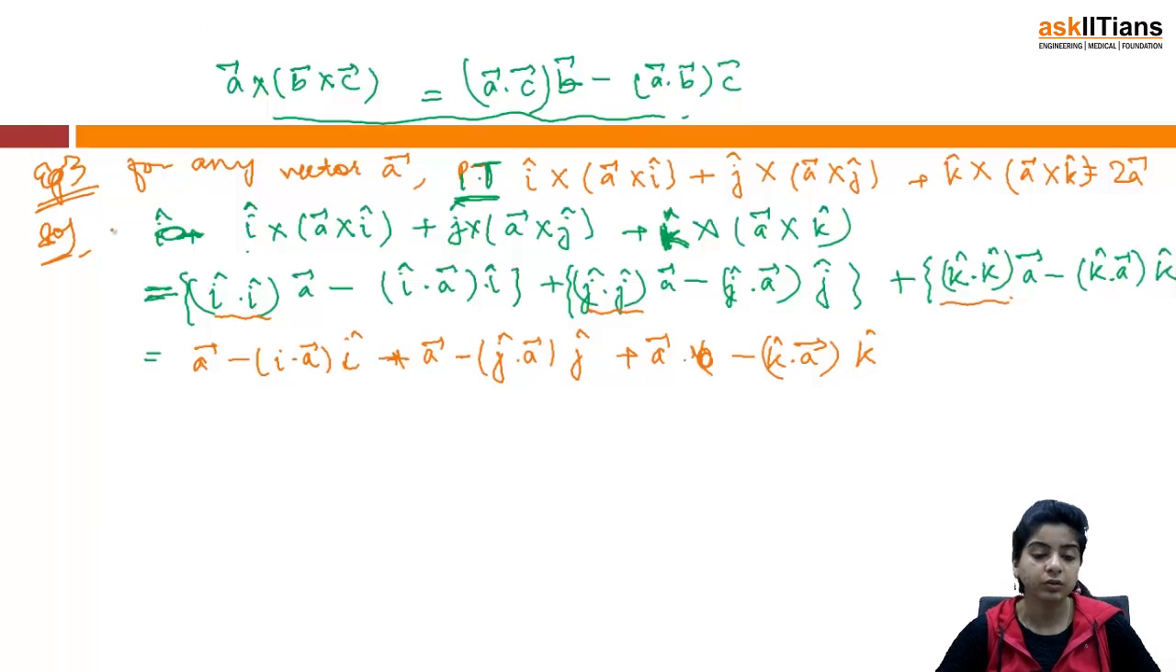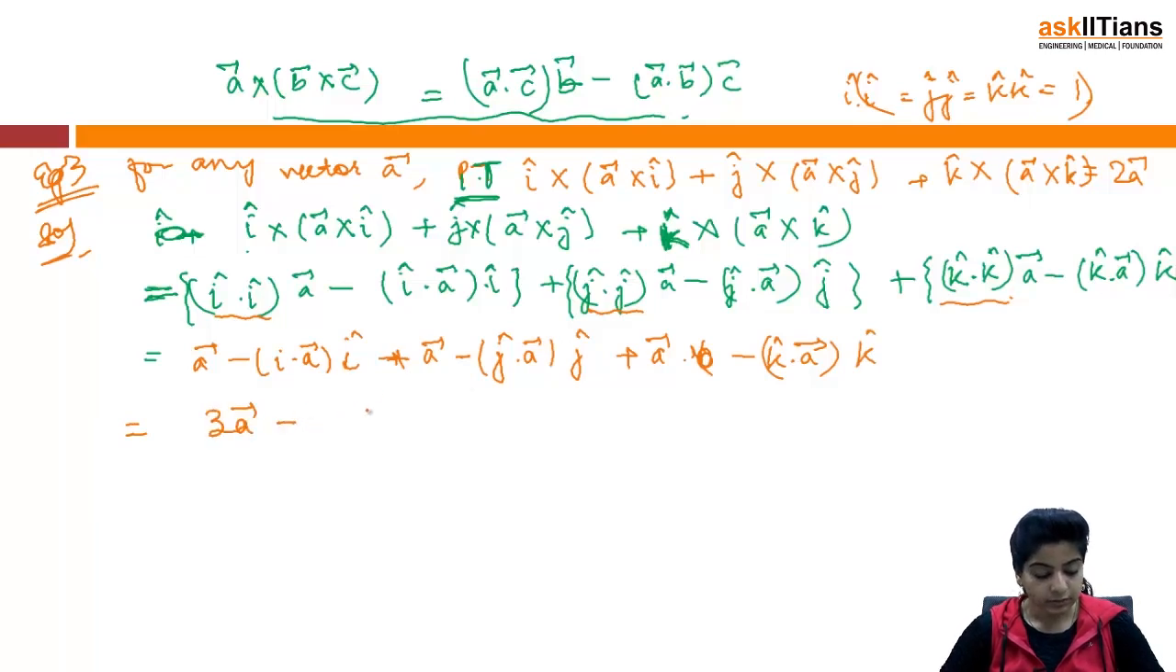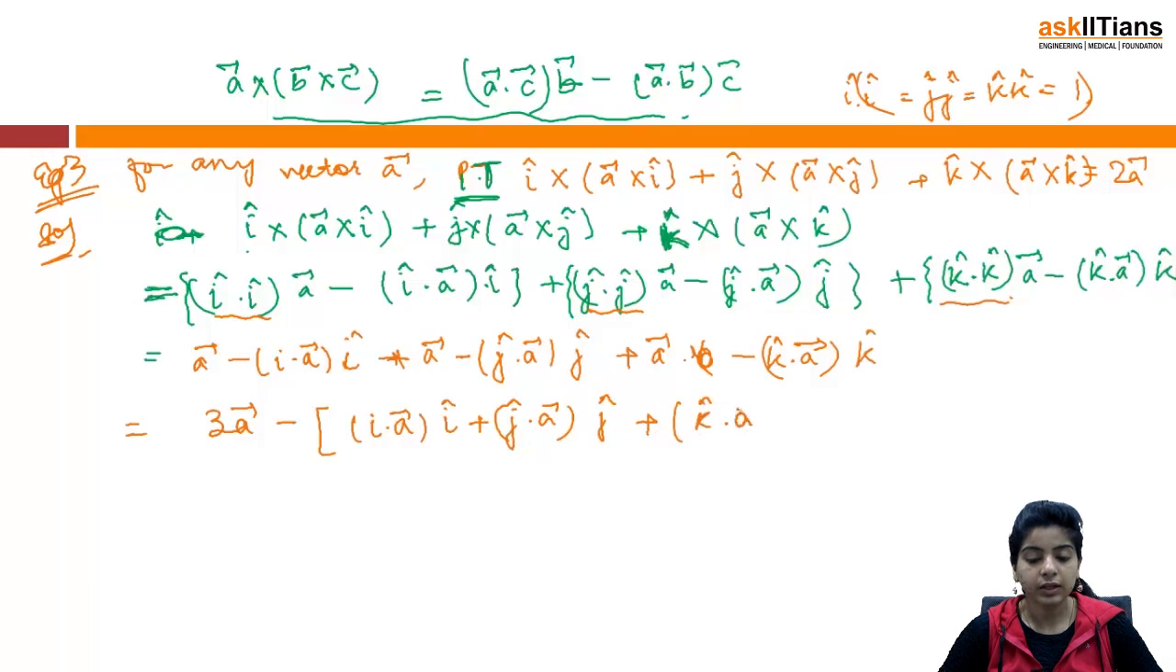I dot I equal to J dot J equal to K dot K is 1. We have utilized this condition, so we have reached here. Let's club up all the A, so we have 3A minus, taking this common, I dot A into I, plus J dot A into J, plus K dot A into K. This is what I have.